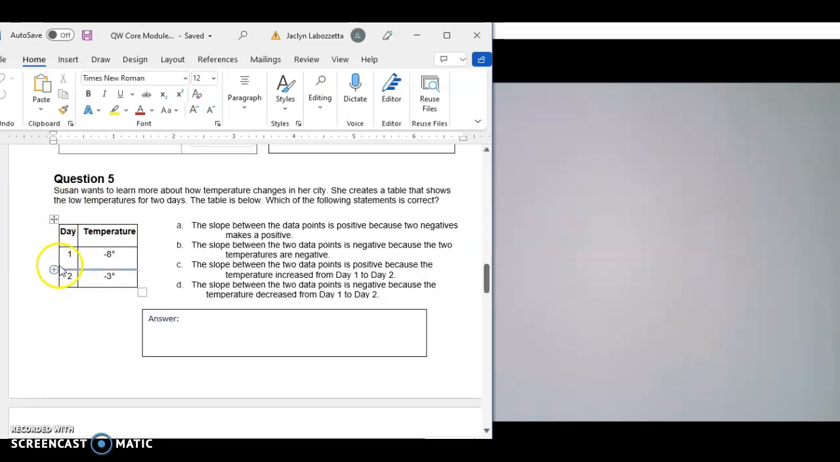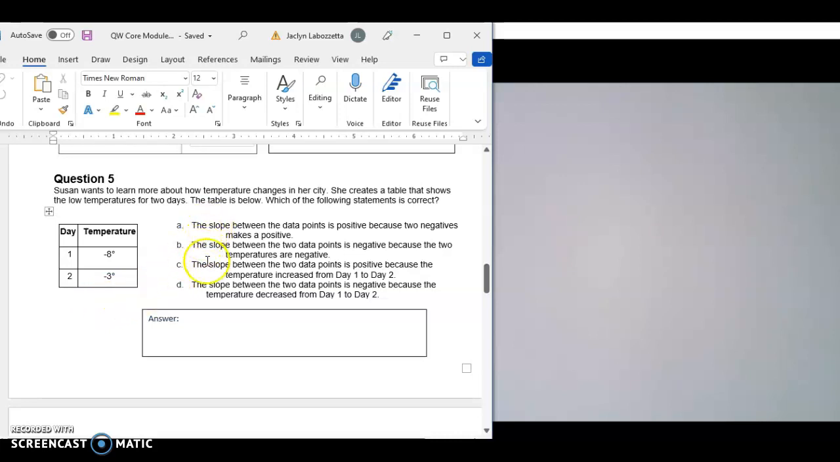All right, so let's take a look at the table. So we have 2 days here in the first column, day 1 and day 2. And in the second column, this is the low temperature for the 2 days. So she lives in a very cold place. Day 1, it's -8 degrees. Day 2, it's -3 degrees.